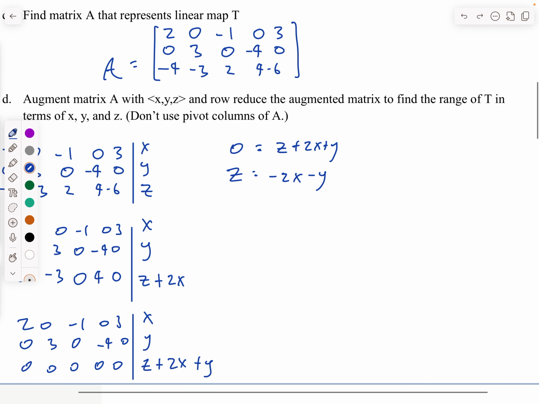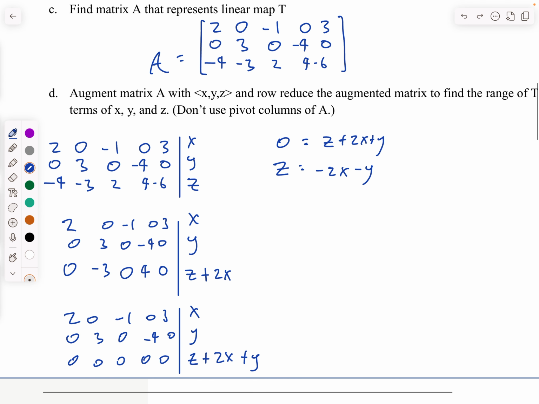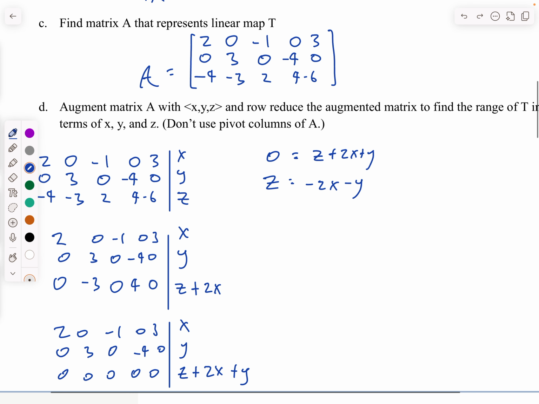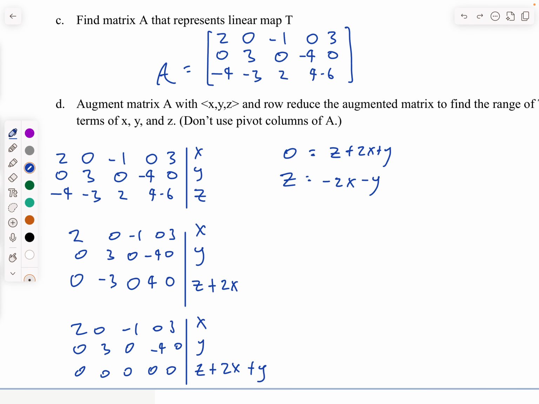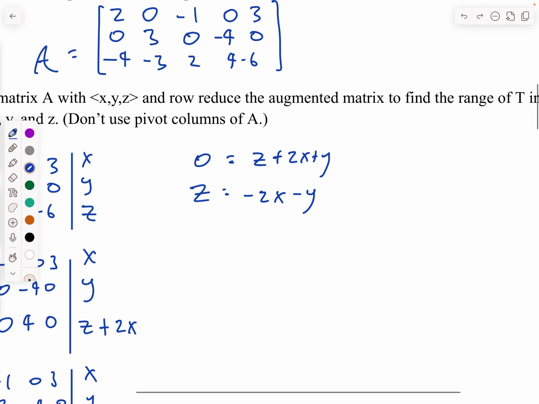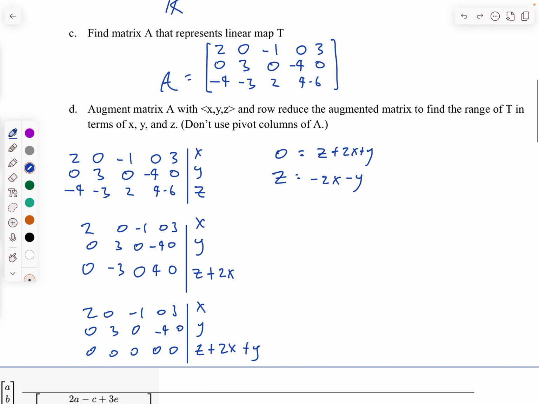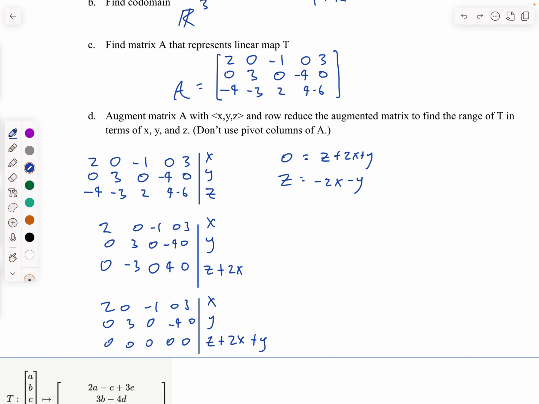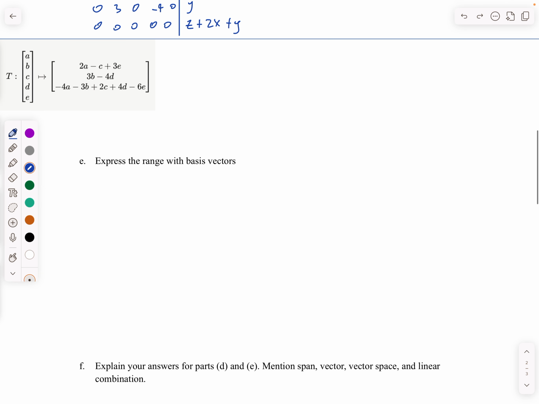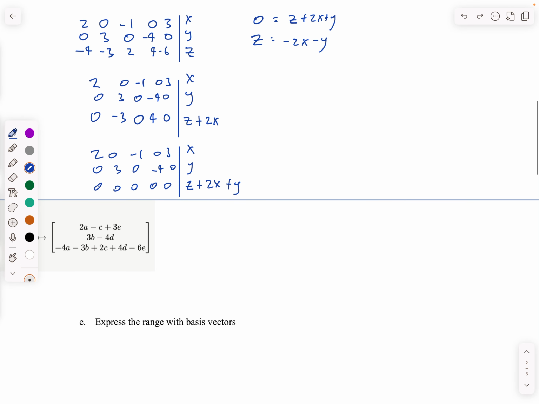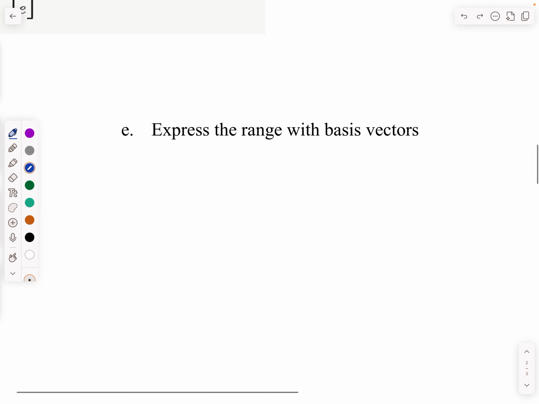So what is this relationship here? It is a plane relationship. And that's exactly what we'd expect from what's going on. It's a plane relationship in 2 dimensions. And that's what we'd expect when we have 3 rows, but one of them is dependent. So our range is described by this plane, which goes through the origin, and that's an acceptable answer for the range. Now we'll express this range with basis vectors.